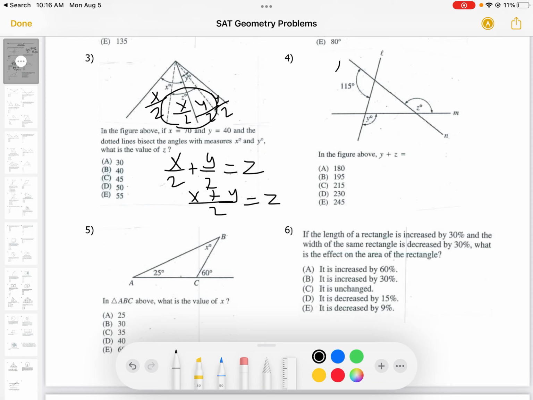And what do we know x plus y is? x plus y is 110. So z is just 110 divided by 2, or 55. And we're done. Alright, number 4.